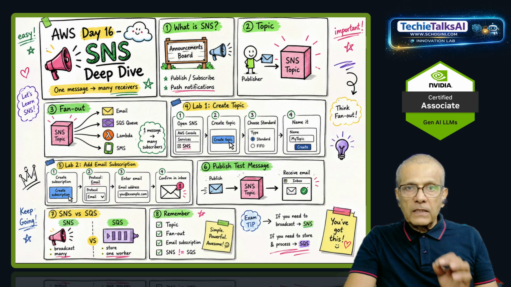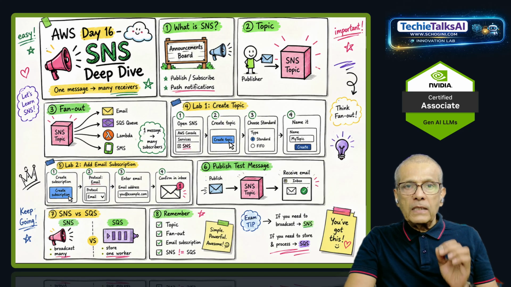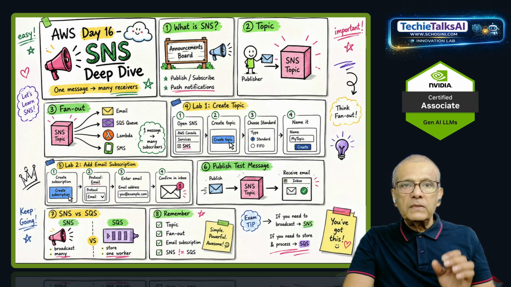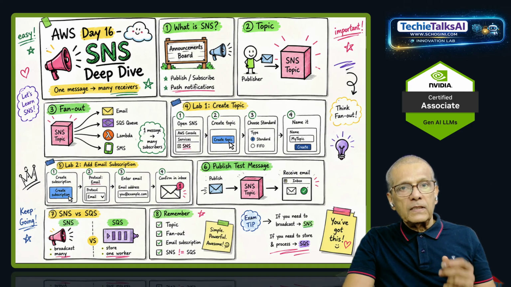With SQS, one consumer usually picks up a message from a queue. With SNS, one publisher sends a message to a topic, and SNS pushes it to all subscribers. AWS describes SNS as a publish-subscribe messaging service, PubSub, where messages are sent through topics to subscribers such as email, SMS, Lambda, HTTP endpoints, or SQS queues.